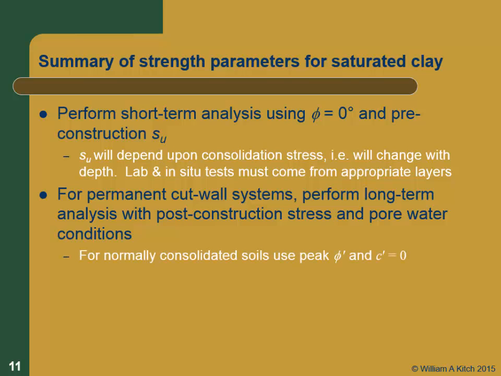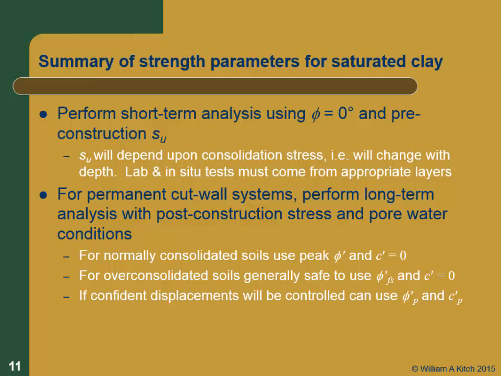So for normally consolidated soils, it's perfectly appropriate just to use the peak shear strength with no cohesion. You're just going to be going in with a different effective stress. For over-consolidated soils, you probably should be using the fully softened strength because it doesn't take too much strain to get to the fully softened strength.